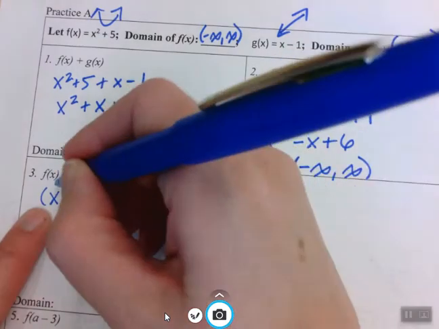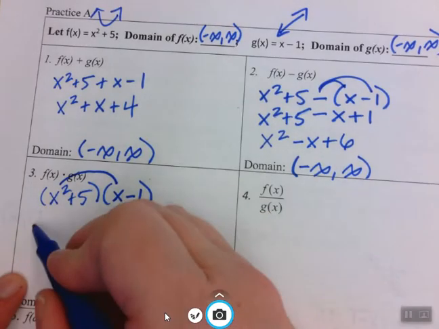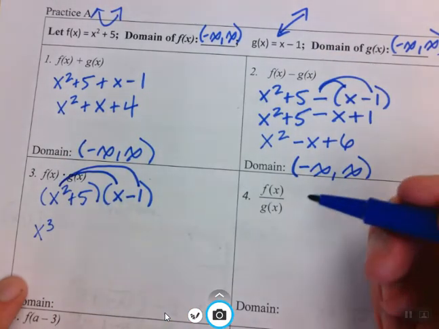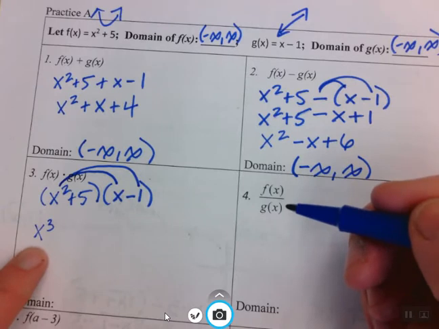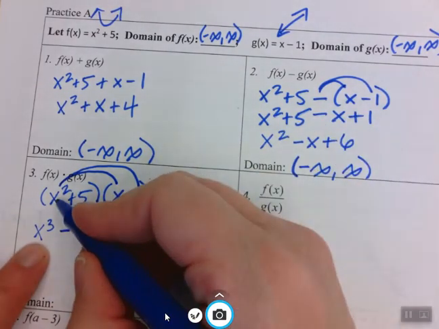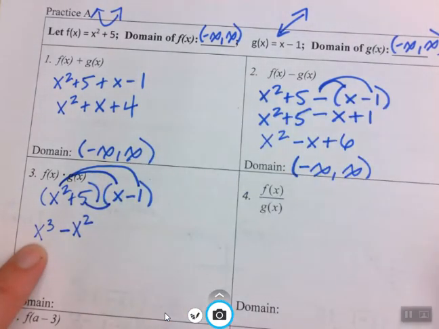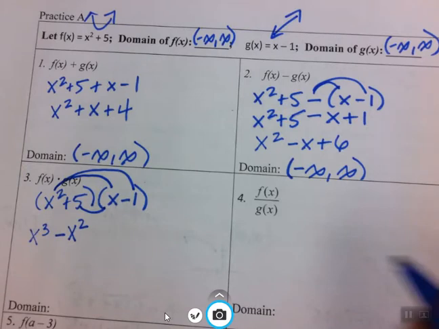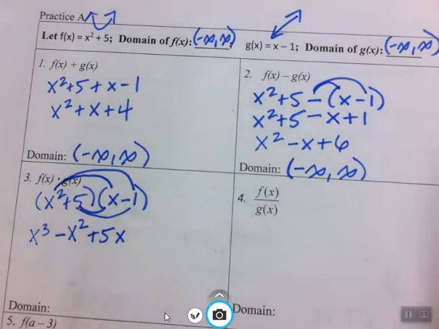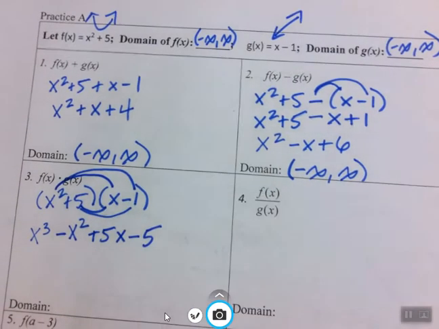What do we get when we do x squared times x? X cubed. Beautiful. X squared times negative 1. Negative what? Negative 1 x squared. 5 times x? 5x. And 5 times negative 1. Negative 5. Are there any like terms to combine?